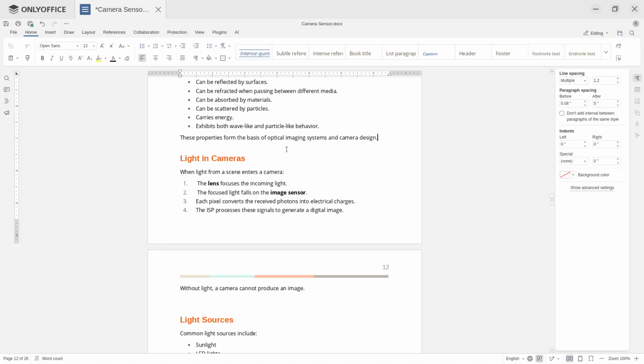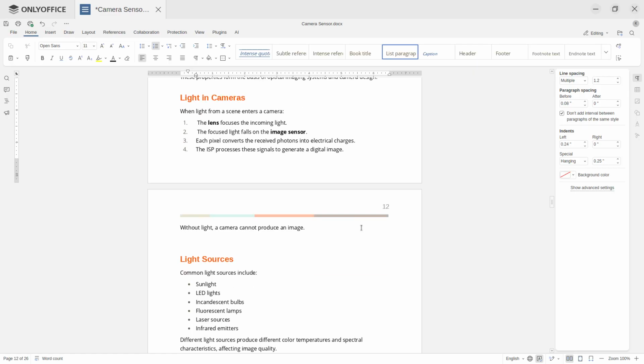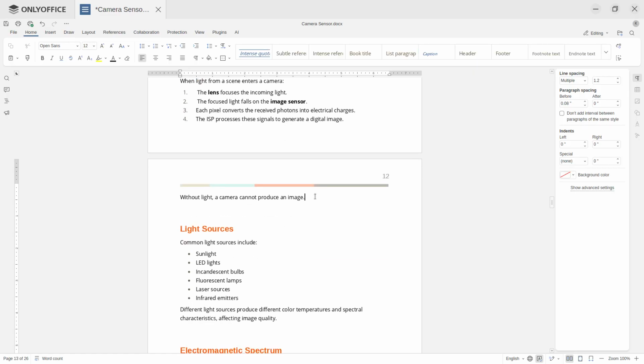When light from a scene enters a camera, the lens focuses the incoming light. The focused light falls on the image sensor. Each pixel converts the received photons into electrical signals or electrical charges. The ISP, image signal processor, processes the signals to generate a digital image. Without light, the camera cannot produce an image.